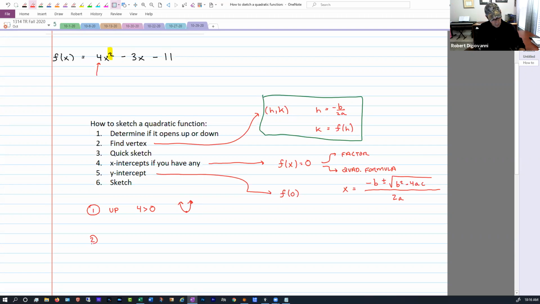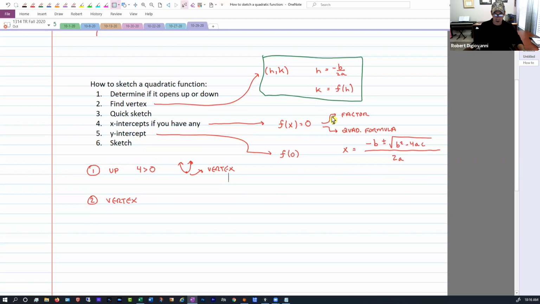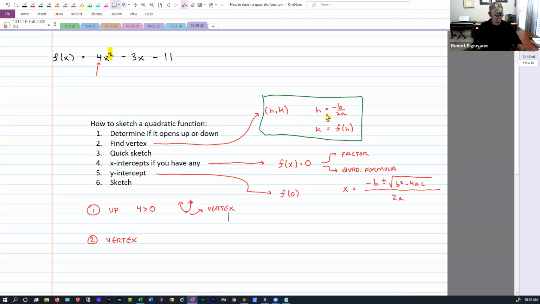Second thing, we need to know the vertex. The vertex is actually that point right there. That point, the lowest point, that is the vertex. So the way we get the vertex is by using a formula that I gave you. And I told you this comes from calculus, and we use it here in algebra. So we have to figure out the h and the k. So h is going to be negative b divided by 2a.